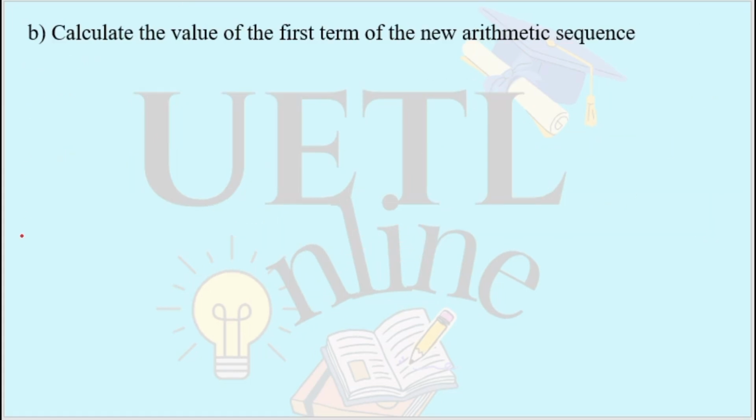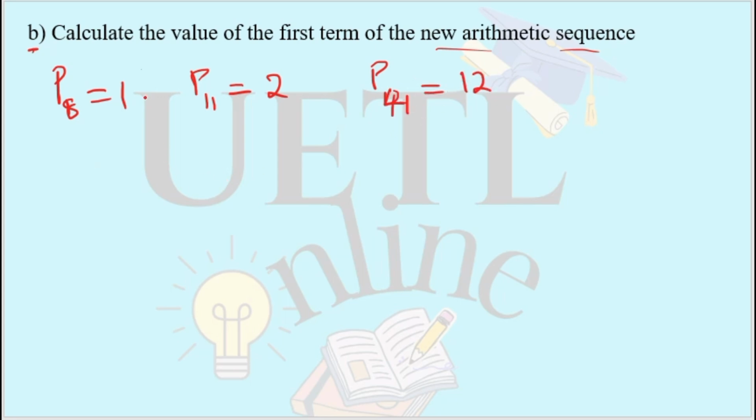Now we are going on with our question. The B part says to calculate the value of the first term of the new arithmetic sequence. We have our sequence we created in the last chapter. It was saying P8 is equal to 1 and P11 is equal to 2, and we have found that P41 is equal to 12. Now it is saying to calculate the value of the first term of the new arithmetic sequence.